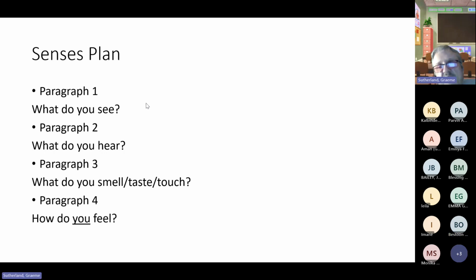4, possibly 5 paragraphs maximum. And make those paragraphs really join together. Make them obvious why they are paragraphs, and really go deep into the description. So paragraph 1, what do you see? Paragraph 2, what do you hear? Paragraph 3, what do you smell or taste or touch, whichever one you want? And paragraph 4, how do you feel? So more the emotional thinking part.